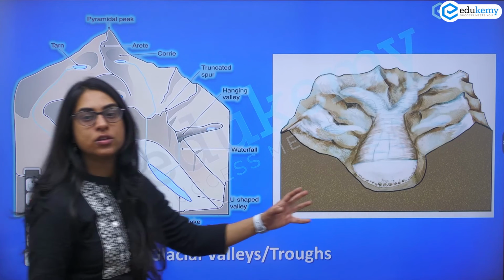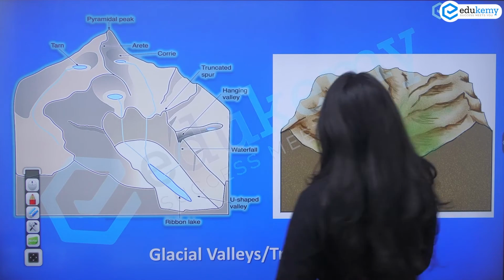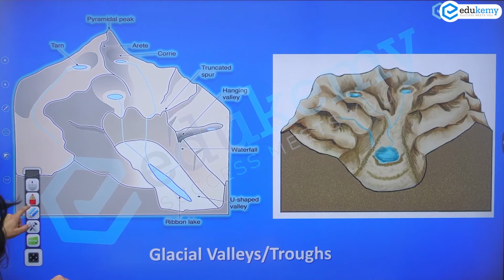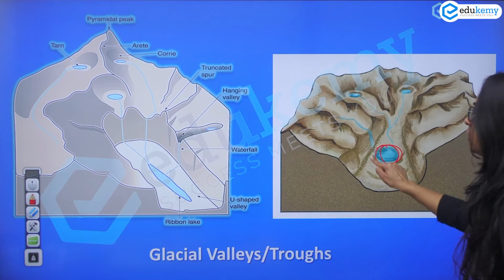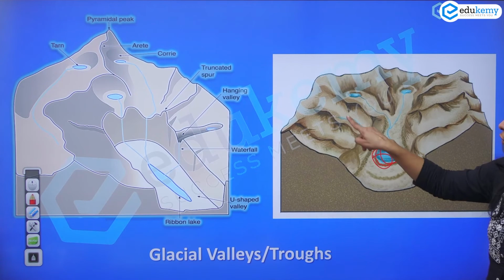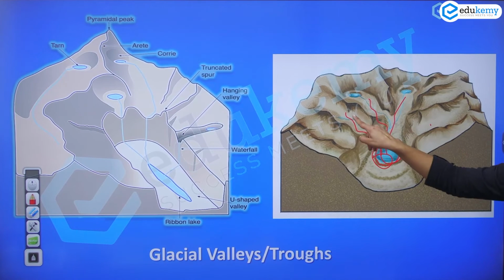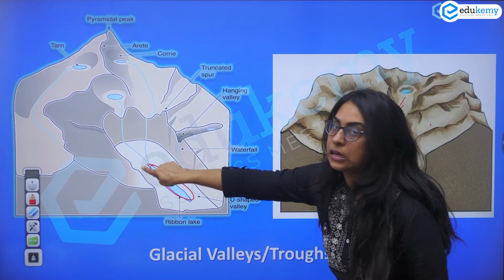The glacier erodes the valley, the glacier melts, it has water, and this lake is called a Ribbon Lake. This lake is called a Ribbon Lake and it receives water from this tributary, this tributary, this tributary and the other tributaries. So this is called a Ribbon Lake and you can see the Ribbon Lake here as well.